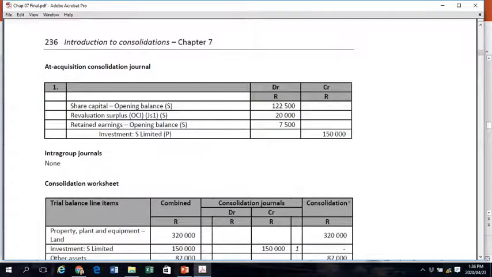If the subsidiary didn't value adjust the land, there would not have been this resultant revaluation surplus. And as a result, the at acquisition consolidation journal would have generated goodwill of 20,000, and that would have been incorrect.